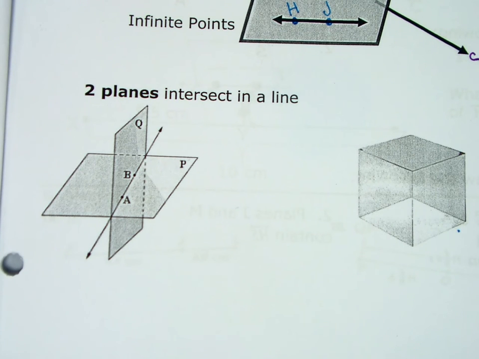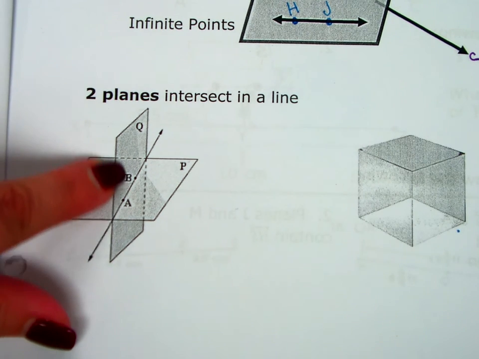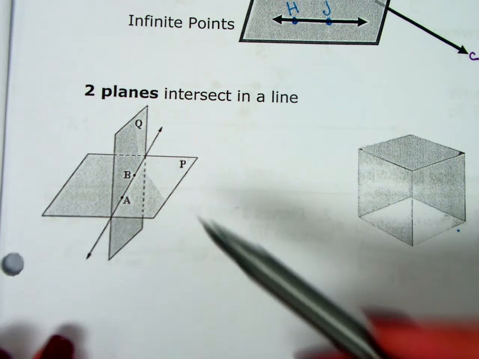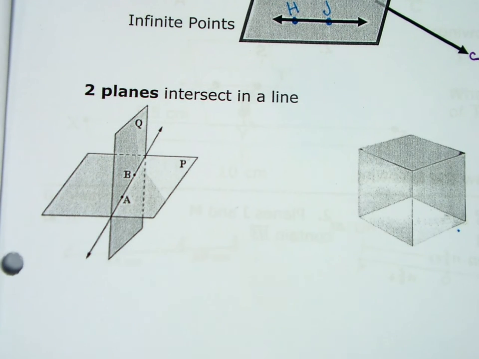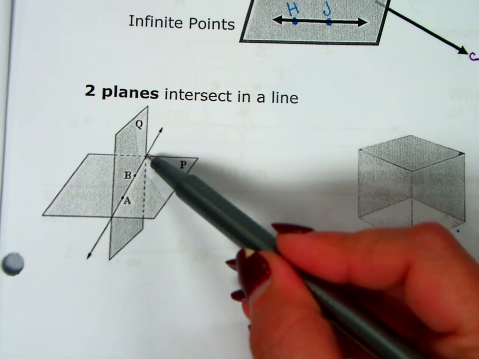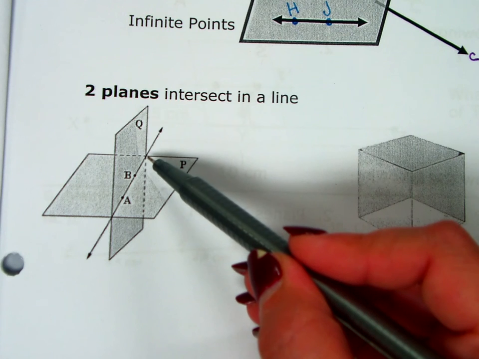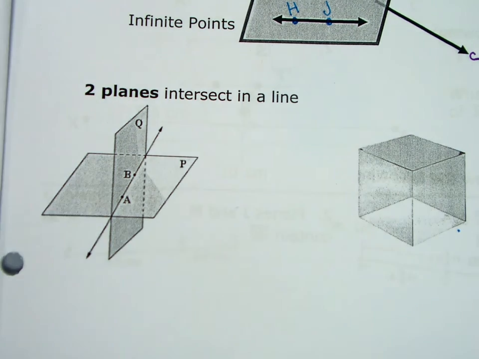So I can see that I have, what's the name of this plane that's standing up? Plane Q, and this one is plane P, and they intersect at line AB. Can I call it line BA? Yes, I sure can. Order is not important when it comes to naming a line. If there was a third letter C, could I call it AC? Yes. Could I call it BC? Yes. Could I call it CB? Yes. CA? Yes. As long as you put that line symbol above it, you're good.